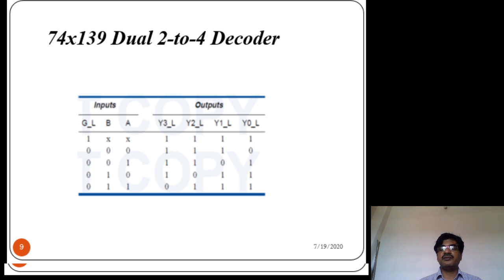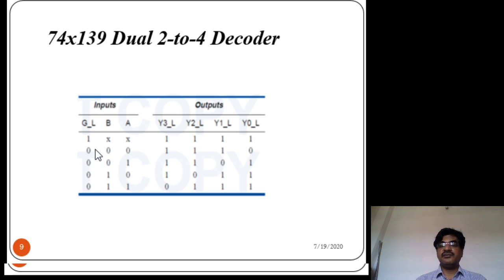Okay, this is the truth table for this, for one 2 to 4 decoder. Already in previous lectures we have seen A and B are the data inputs. G is the enable input. The underscore L extension represents that the enable input is active low. Similarly, all outputs are active low outputs, because the bubble is present on each and every output. That's why they are active low outputs. It means if 0 is there, that output is active; if 1 is there, it is inactive.